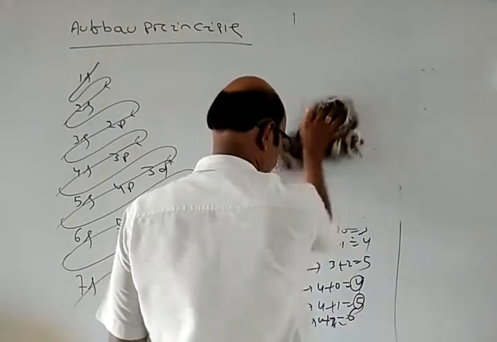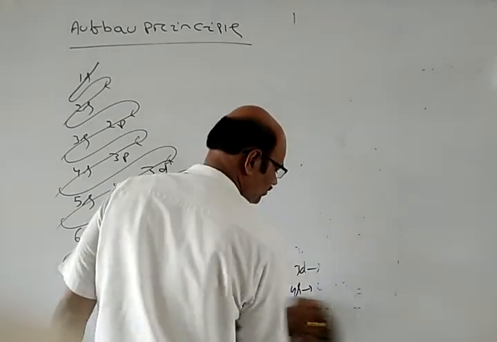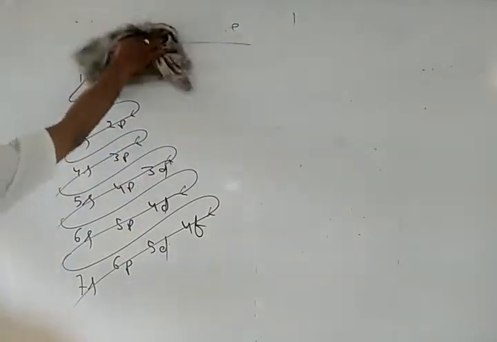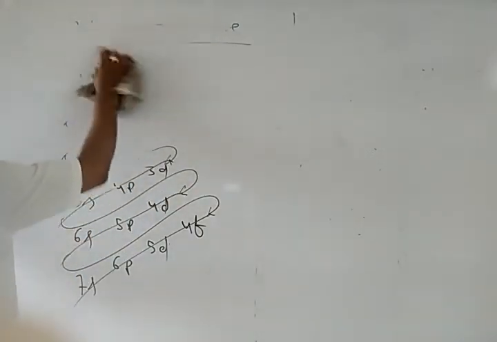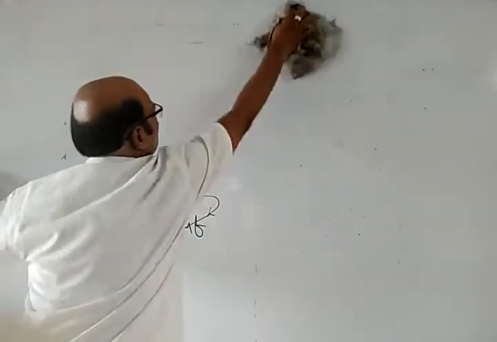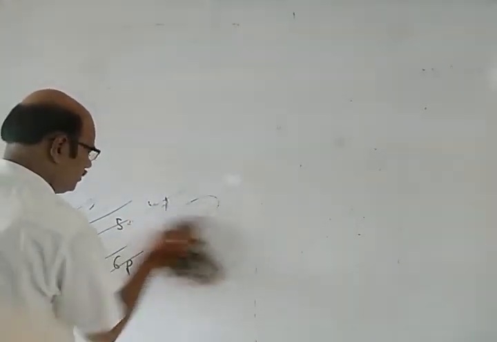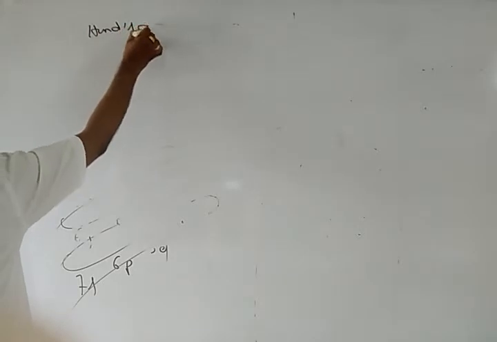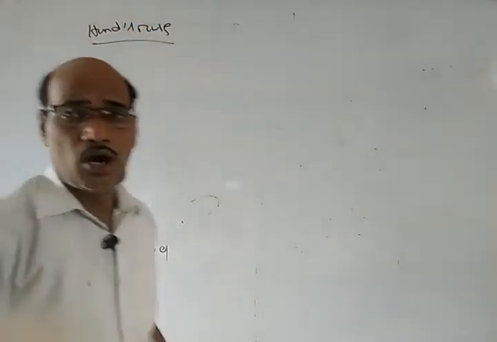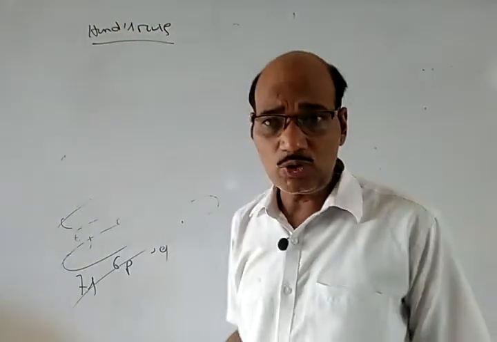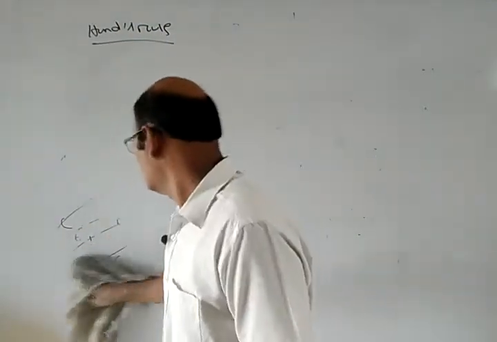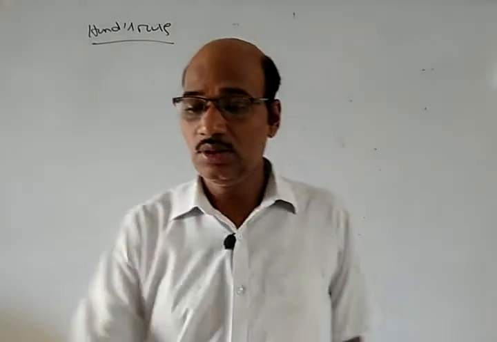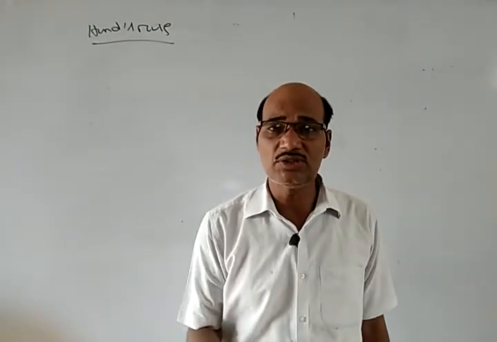Next is Hund's rule. What is Hund's rule? Hund's rule says that pairing of electrons in degenerate orbitals is not possible until all the available orbitals contain one electron each.